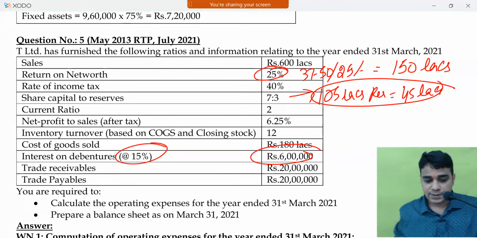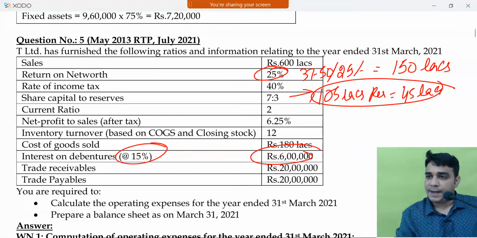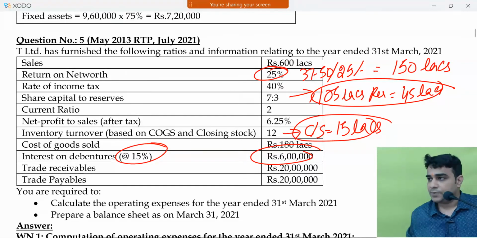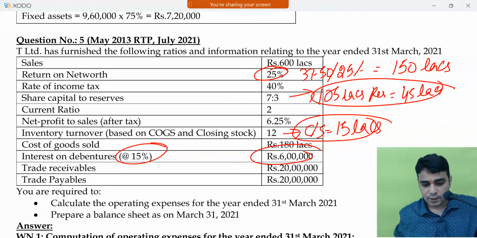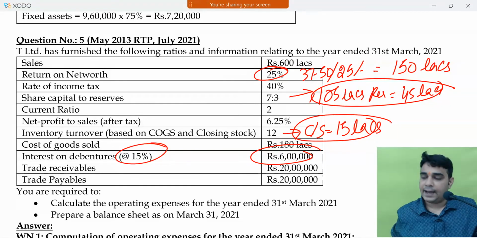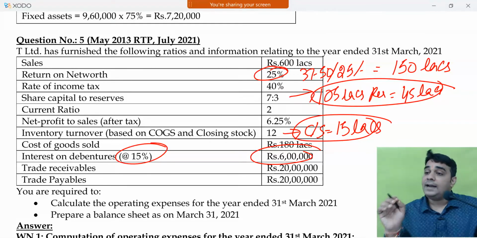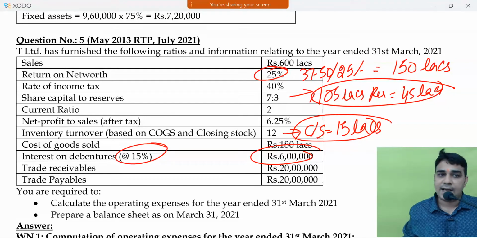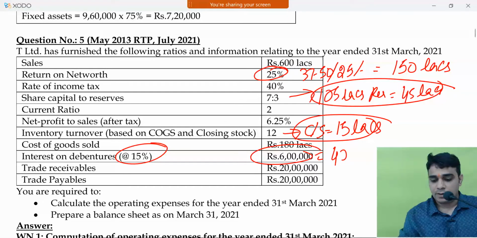Current ratio, I'll come back to it in some time. Inventory turnover based on COGS and closing stock. So I can say closing stock is 180 lakh by 12, which is 15 lakhs. I have receivables of 20 lakh, I have payables of 20 lakh. Receivables will go on the asset side, payables will go on the liability side, and debentures is going to be 6 lakh by 15%, which is 40 lakhs.